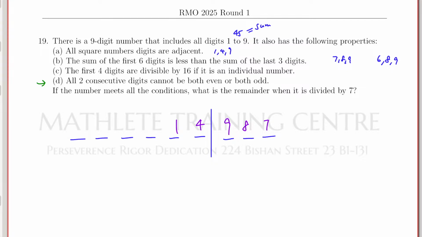Yeah. Now, what do we have? We have the digits 2, 3, 5, 6 left over. And then the first 4 digits will be divisible by 16. So firstly, if it's divisible by 16, what can it be? Well, you can end in either 2 or 6, right?